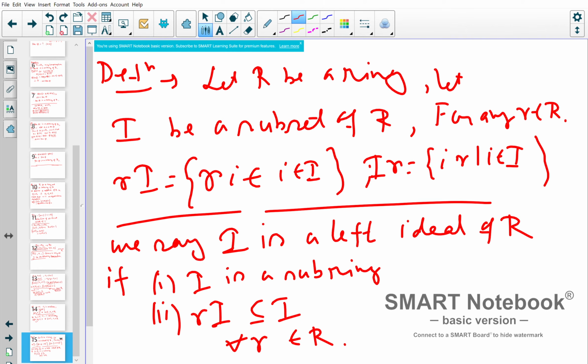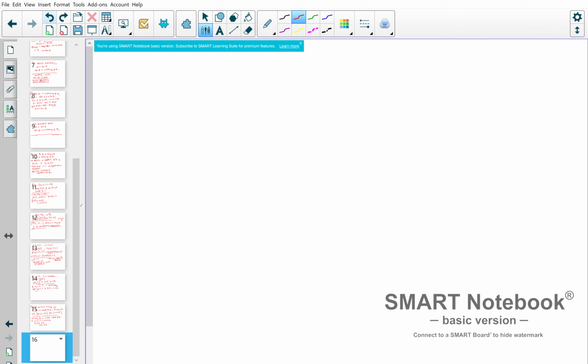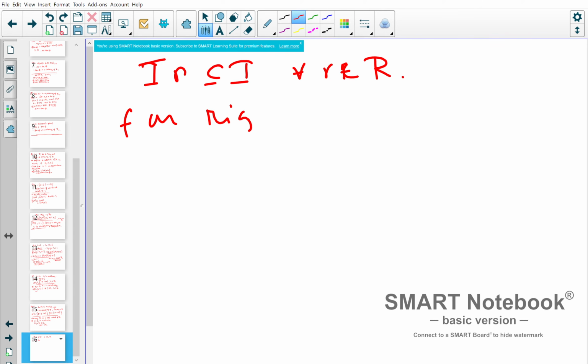For a right ideal, you say that I is a subring, and I times r is a subset of I, this is from the right side, for all r belongs to R. Okay, this is for right ideals.